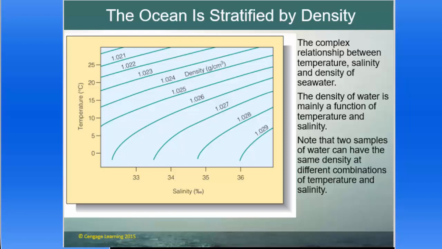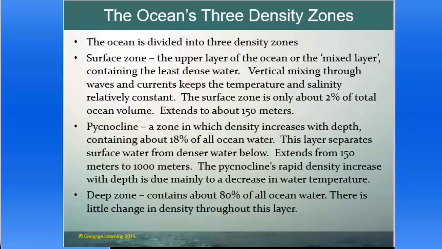You can have the same density with different amounts of temperature or salinity, but as the ocean becomes density stratified, with the least dense water on top and the densest water below, you get a very specifically layered ocean structure. It causes the ocean to be divided into three density zones: the surface zone, the pycnocline, and the deep zone. The surface zone is the uppermost layer, or the mixed layer, that has the least dense water. It's the warmest and the least saline. Vertical mixing through waves and currents keeps the temperature and salinity pretty constant in that first 150 meters, making up about 2% of the ocean volume.